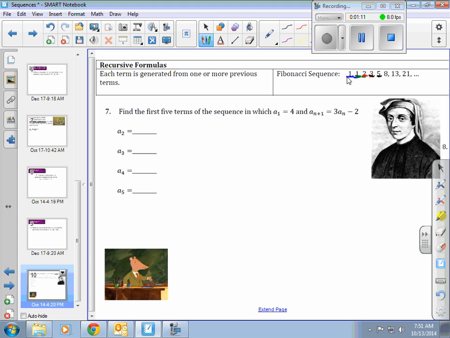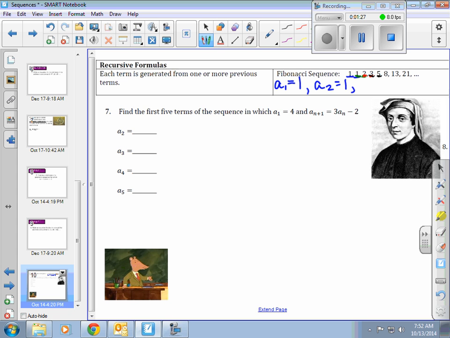This is what we call a recursive sequence, and when you have one of those, they usually tell you what the first term is. The first term in this case is 1. A sub 1 is 1. And it also tells us what the second term is in the Fibonacci sequence. The second term is 1.